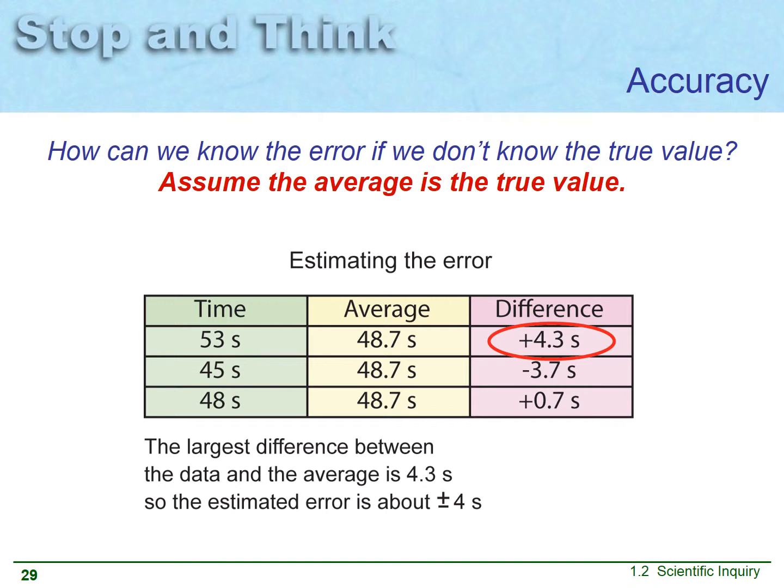Here we see the difference between the measured time and the average in the first trial is 4.3 seconds. The biggest difference in the other direction we see in the second measured time, with a negative 3.7 second difference. We can see the estimated error, or difference between measurements and average value, is about plus or minus 4 seconds.